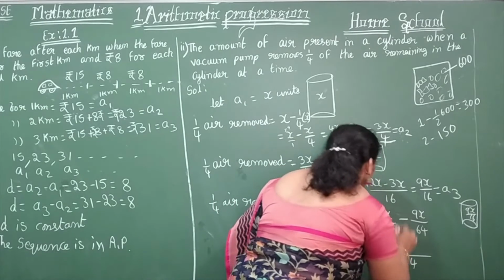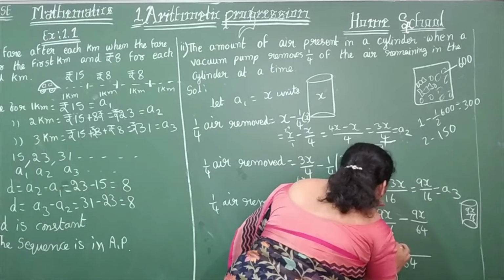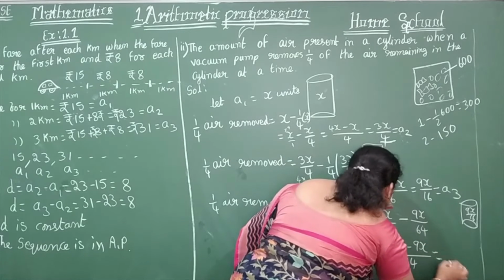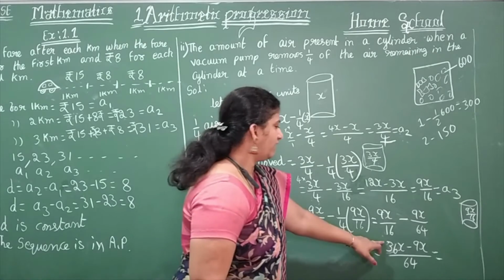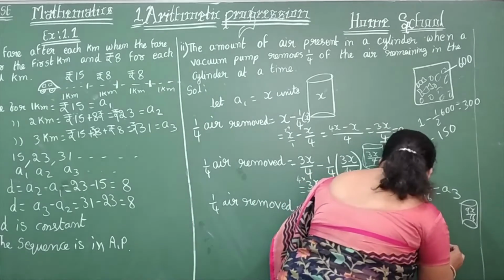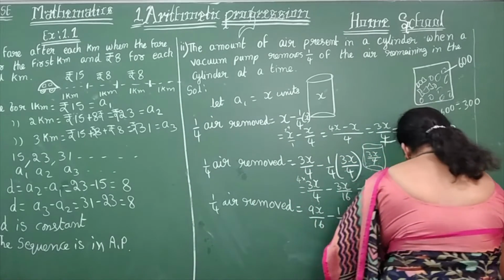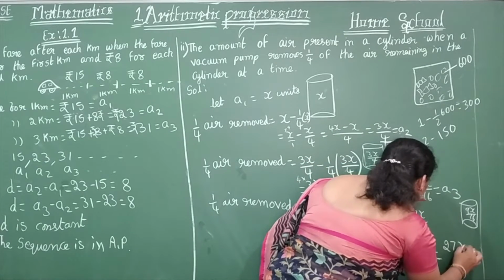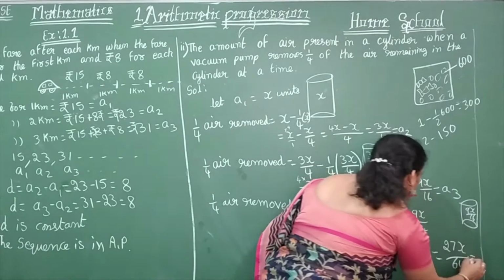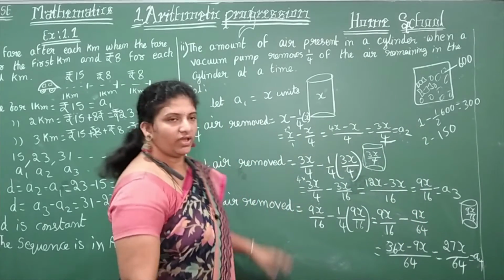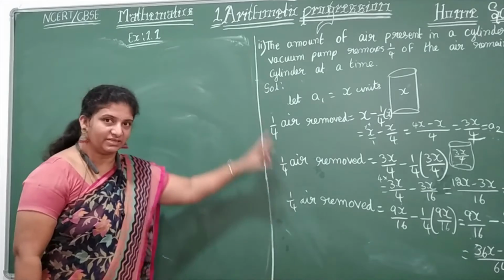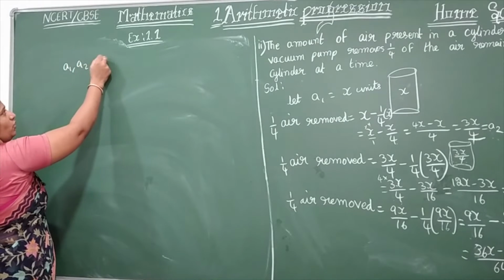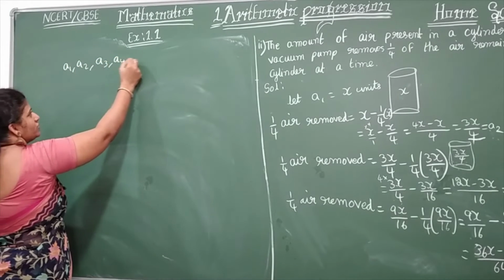So that will be 9 4s are 36x minus 9x. Okay, that will be 36x minus 9x, it will be 27x by 64. That will be A4. Okay, we got here 4 terms. Terms now, right? What are the terms here? A1, A2, A3, A4, so on.